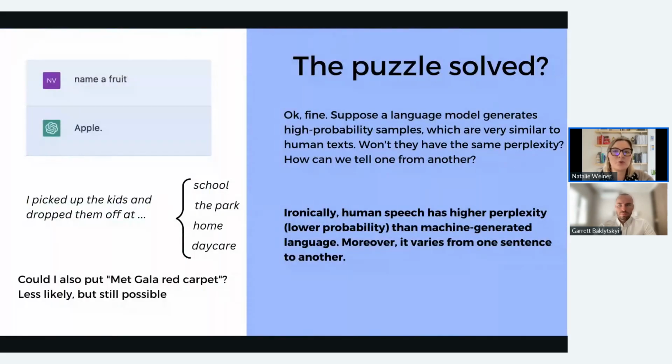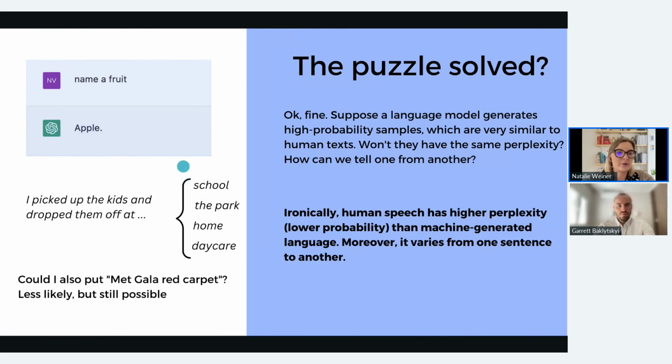Okay, so if a language model generates high probability samples, and those are very similar to human texts, won't they have the same perplexity? How can we tell one from another then? For example, if you ask ChatGPT to name a fruit, it will name apple, and just as many people would. I would say even most people would. However, we as humans can also be spontaneous and creative, and we can name a pineapple or a dragon fruit or a banana or any other fruit to your liking.